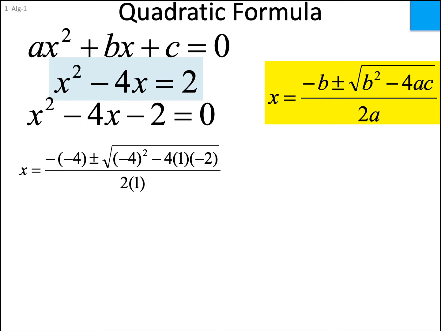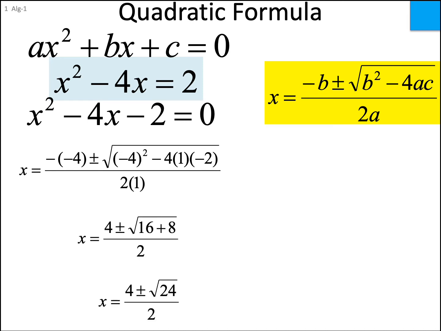Two negatives make a positive, so that will be 4 plus or minus the square root of negative 4 squared is 16, minus 4 times 1 times negative 2. That would be positive 8. 2 times 1 is 2. So we get 16 plus 8, which is 24.